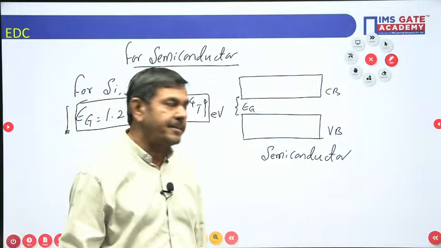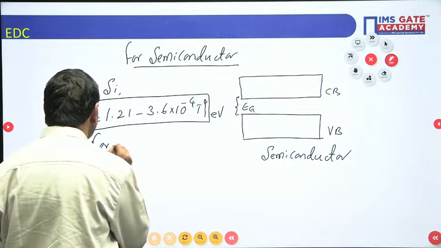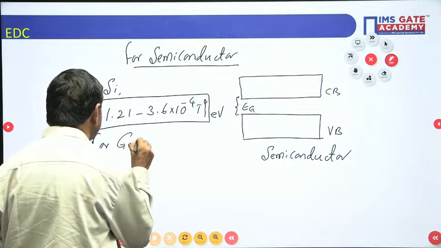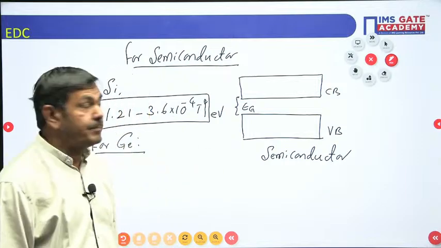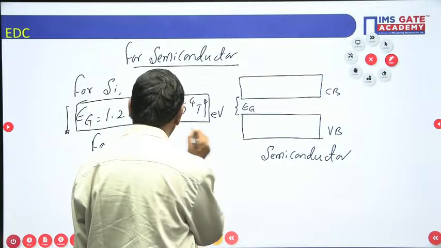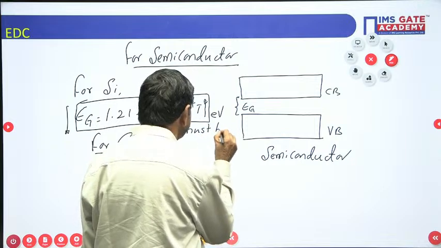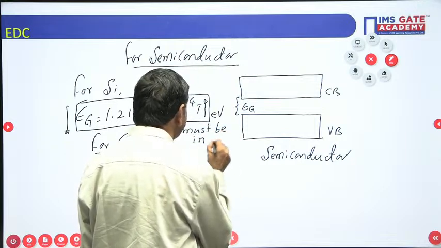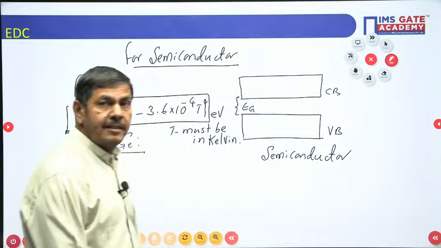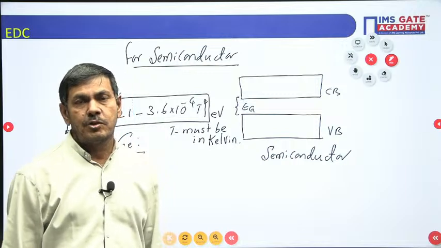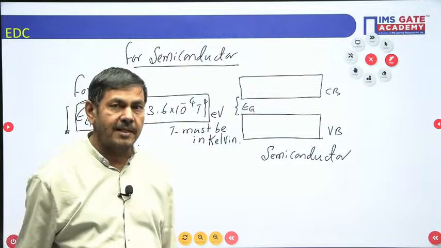This is for silicon. For germanium, what formula can we use? In the problems, sometimes you are given T equal to 400 Kelvin, but T must be in Kelvin, that is very important. Kelvin is a must. If it is not in Kelvin, it is not allowed. Suppose you are given in centigrade, you convert into Kelvin. You can use this formula directly.